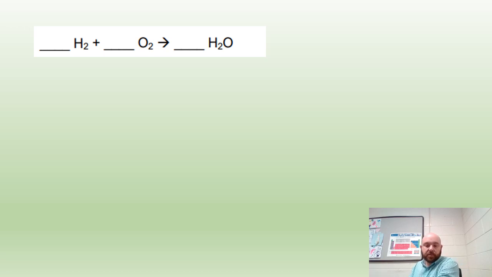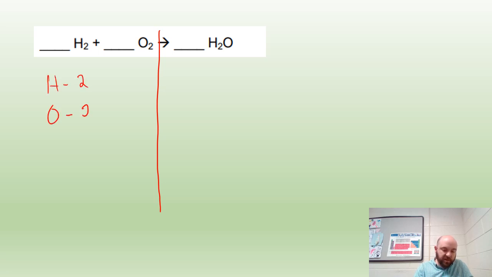Here's our next example, and we see that we are trying to balance the combustion of hydrogen into water. We have hydrogen gas, that is 2 hydrogen atoms. And we have it reacting with oxygen gas, that is also 2 oxygen atoms. And on our product side, we are making a water molecule, and that water molecule has 2 hydrogen atoms. That water molecule also has 1 oxygen atom.